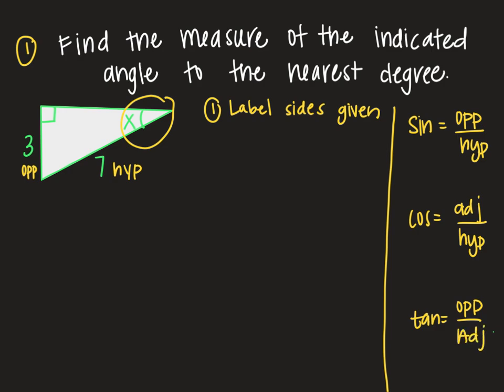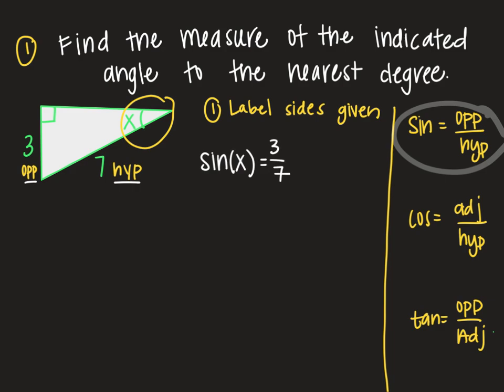So I have trig functions, and I have a triangle that has the opposite side and the hypotenuse. Which of my trig functions only has opposite and hypotenuse? The only one that has both of them is sine. So I'm going to use sine. So what I do is sine of my angle, which is x, equals my opposite side 3 over 7.